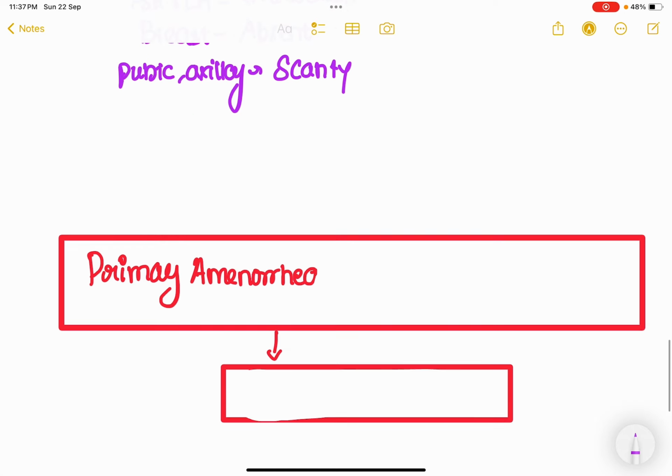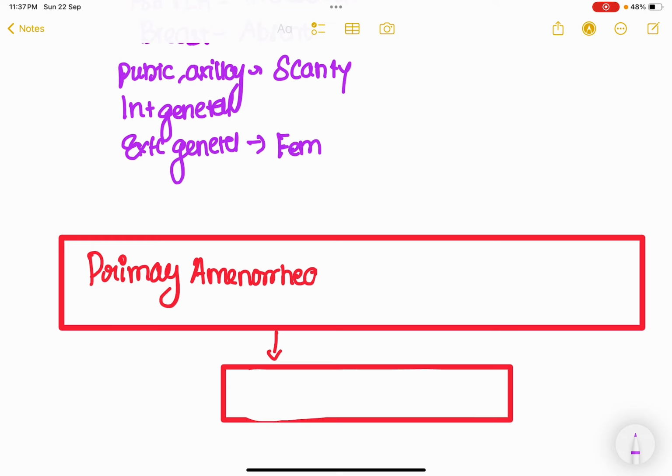Next we'll discuss the internal genitalia and external genitalia. For external genitalia, testosterone or dihydrotestosterone has to be present in order to form male external genitalia. Here there is no testosterone, no dihydrotestosterone, because there is no Y chromosome. Only when the Y chromosome is present is the SRY gene present, which leads to the formation of testosterone and dihydrotestosterone. Since there is no Y chromosome in the karyotype of Turner syndrome, there is going to be female external genitalia, and the internal genitalia is also going to be female.